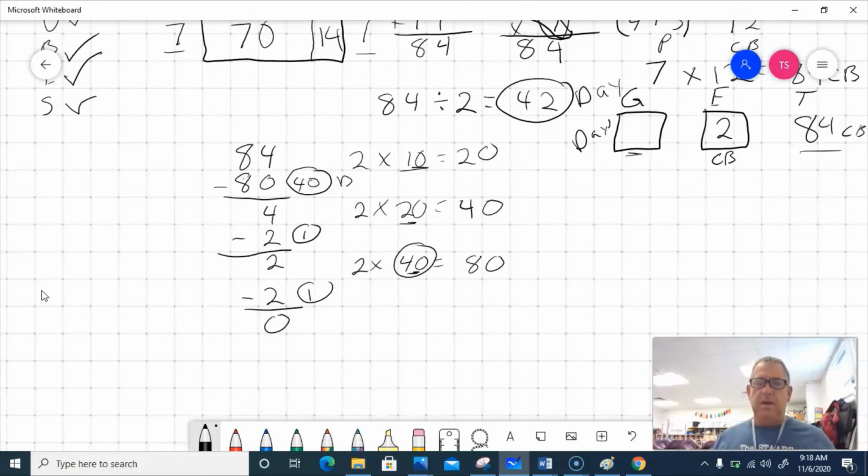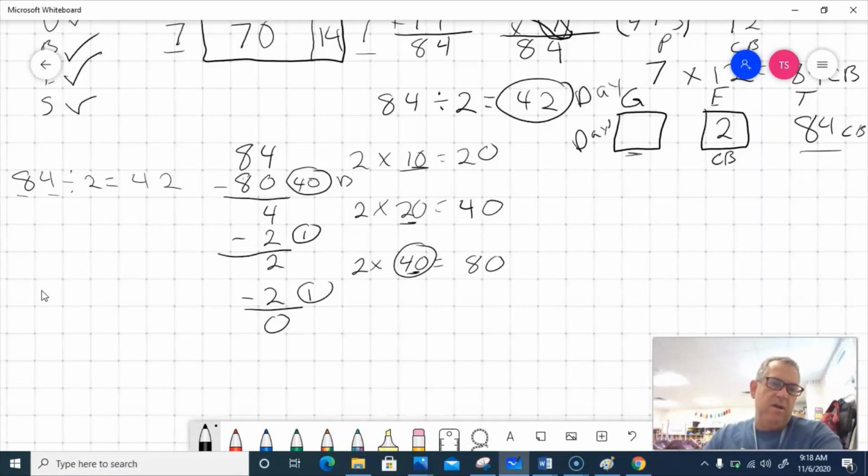Okay. Another way to think about that, whenever we divide by 2, really all we're doing is figuring out what half of something is. So we could have done the same thing. We could have done 84 divided by 2. And we say half of 4 is 2, and half of 8 is 4. And that works good because our number has 2 even numbers there, so that makes it really easy to figure out what half of something is.